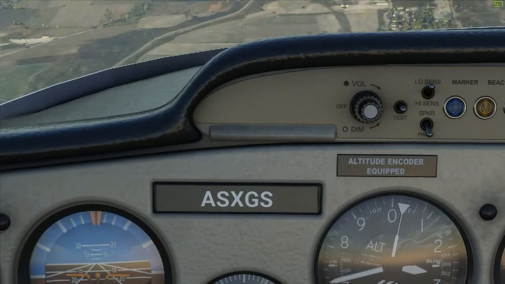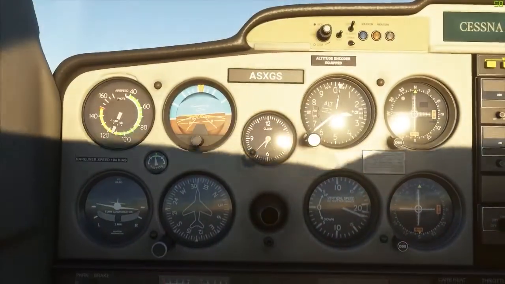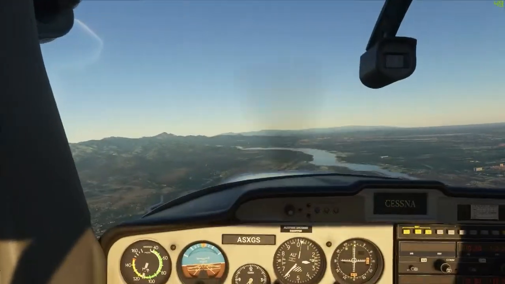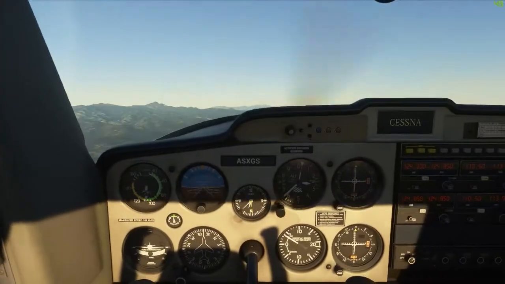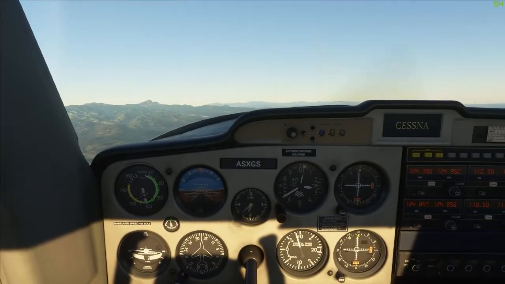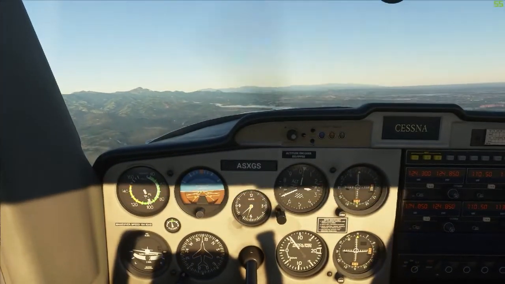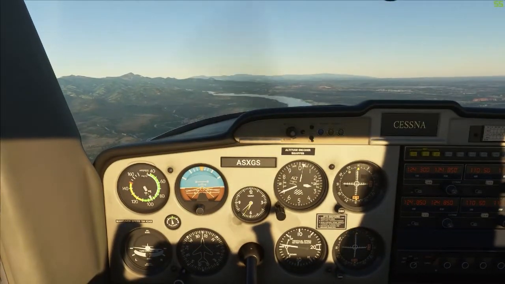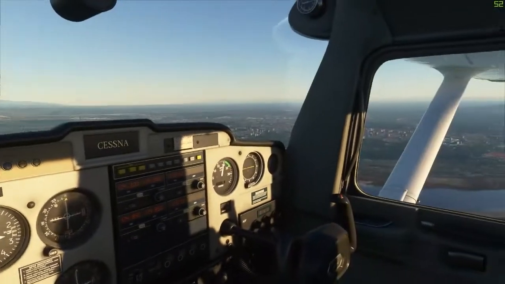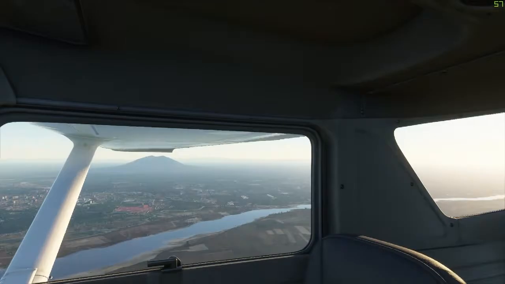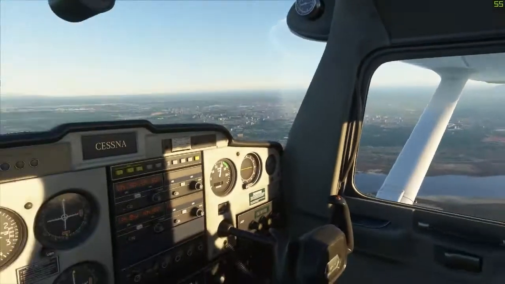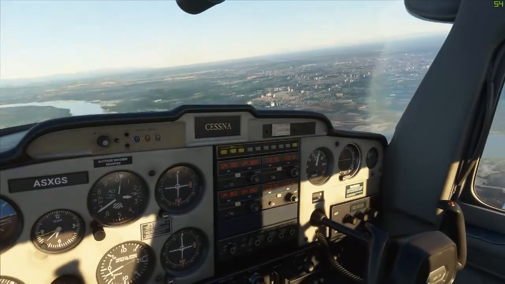This instrument is really important, especially when you are inside a cloud layer where you can easily be disoriented. Inside the clouds, you won't be able to see anything outside. If you are not looking at your instruments, things can easily go wrong for you.